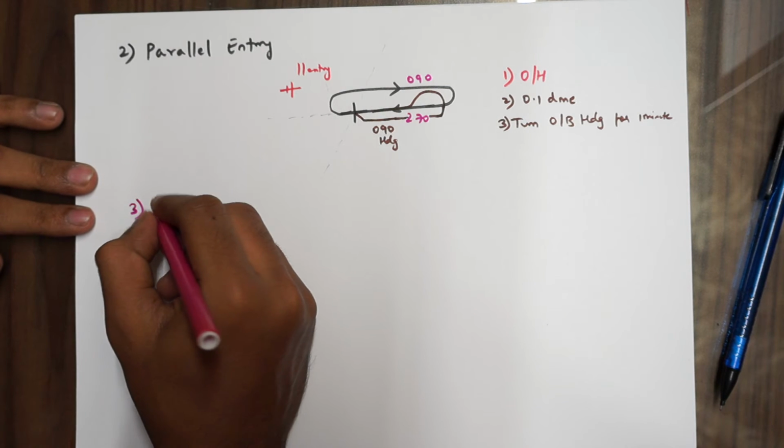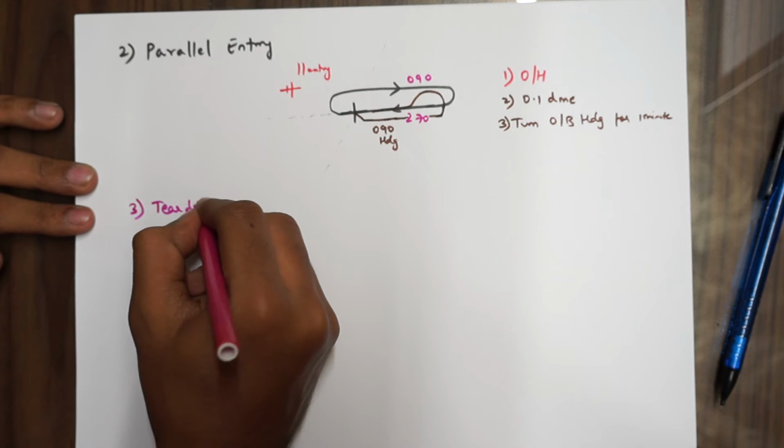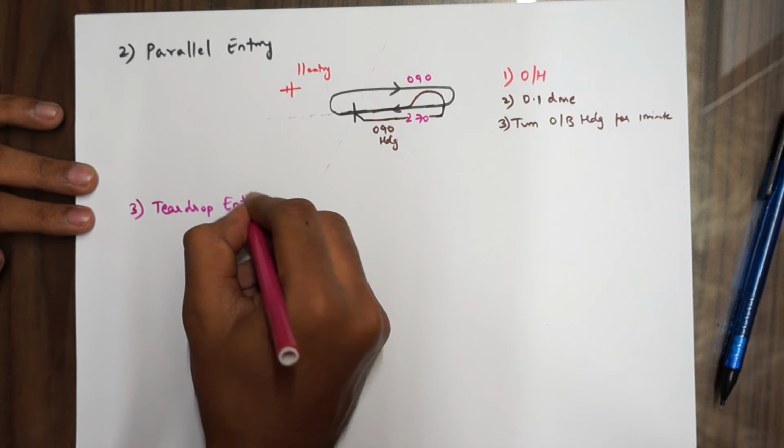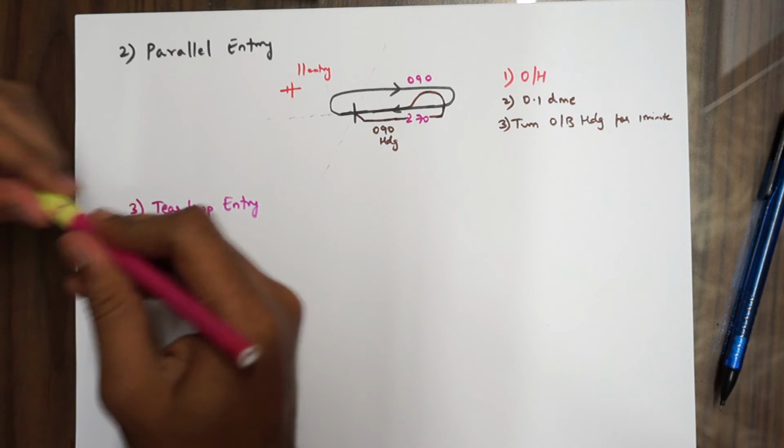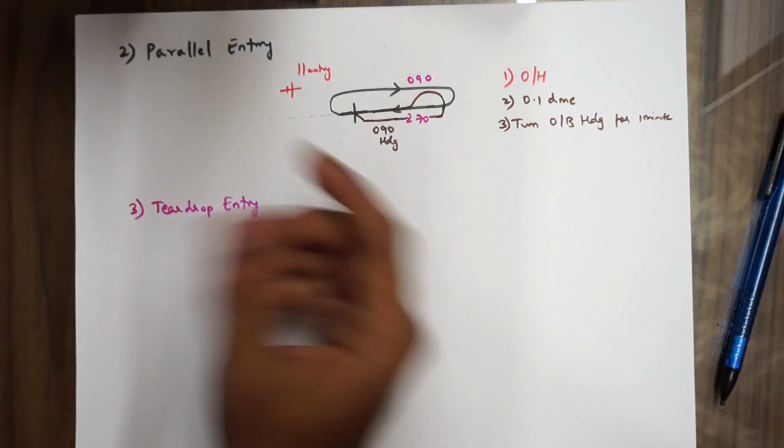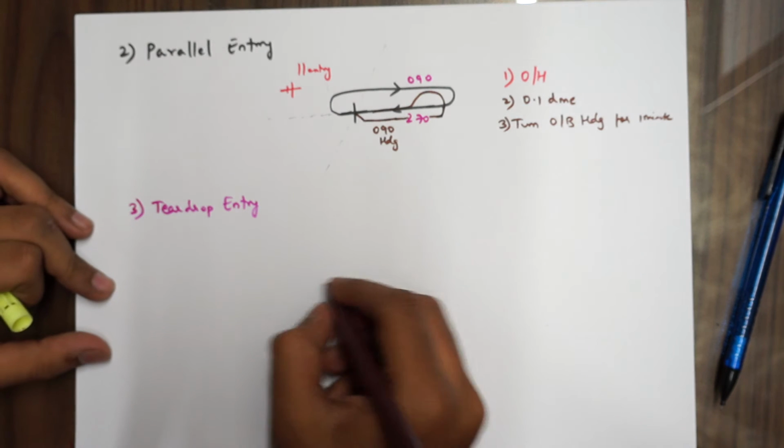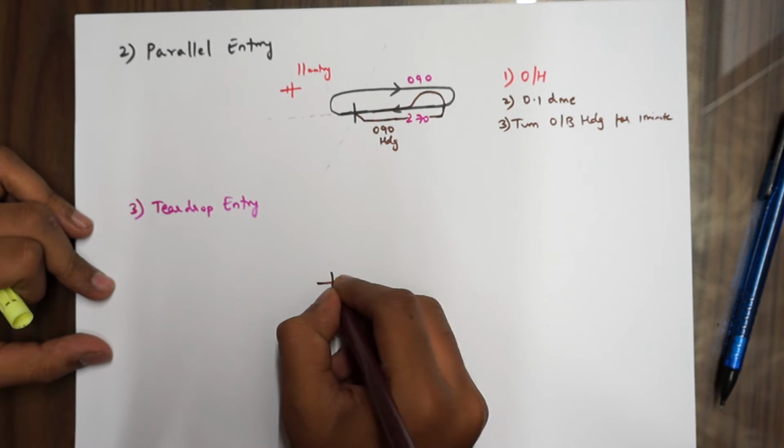The third one is your teardrop entry. Now, teardrop entry is, okay, let me draw the same thing first.